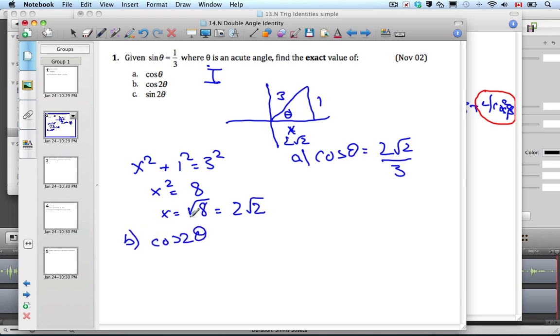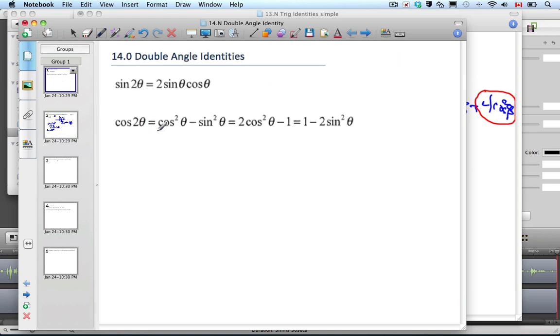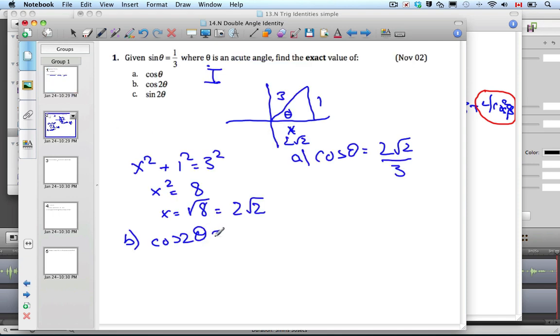To find cosine of 2 theta, now I need to use one of my identities. There are 3 to choose from, and it doesn't really matter which one I use. We're given the sine value, so let's use this one: cosine of 2 theta equals 1 minus 2 sine squared theta.